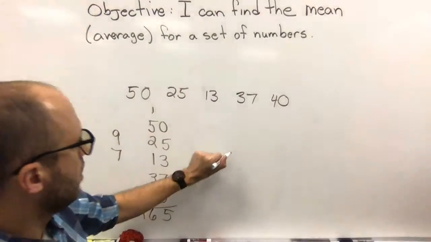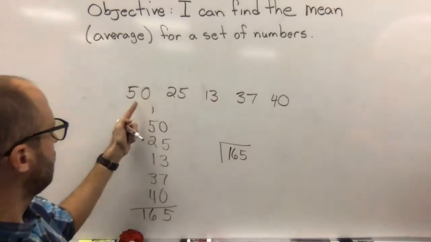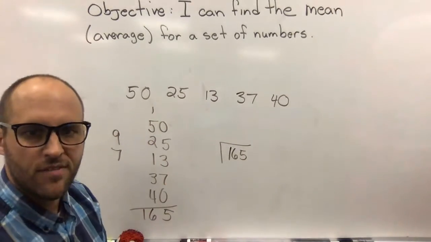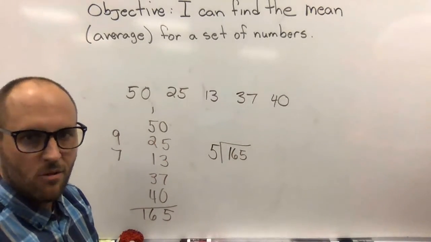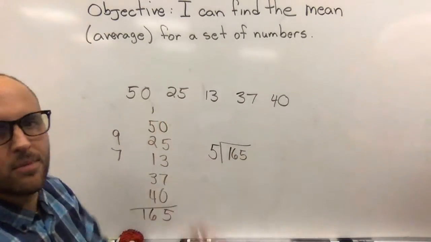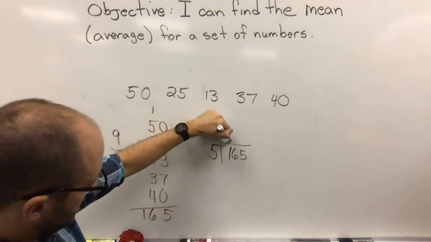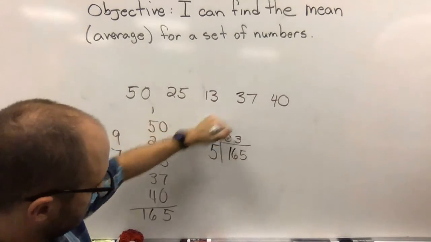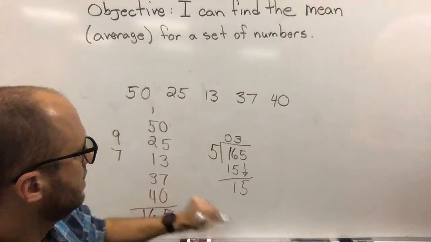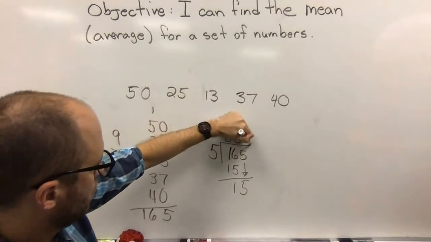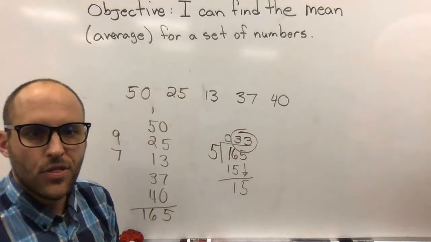Now, you take your 165, and for this problem, friends, we have 1, 2, 3, 4, 5 different numbers in our data. So we have to divide by 5 this time. Remember, the divisor changes based off of the number of points in your set of information. So 5 goes into 1 0 times, but it goes into 16 3 times. 5 times 3 is 15. Bring down the 1, bring down the 5. And 5 goes into 15 3 times. So our average here, our mean, would be 33.